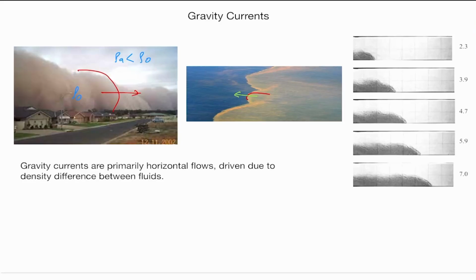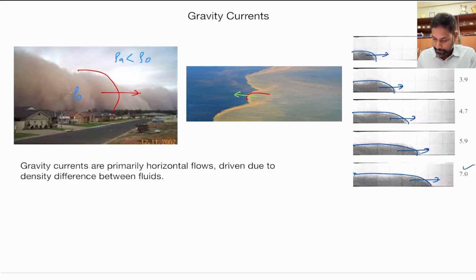Likewise, you have another example here, which is from a lab experiment. You have a gravity current which is flowing in this direction, and this is the same gravity current, which you can see propagating in time. This image is from 2.3 second, 3.9 second, and it goes all the way up to 7 second. Or maybe these are different units of time. It may be seconds, or it may even be minutes, which I'm not very sure, but this is from the same experiment, and it shows how the gravity current is progressing in time.